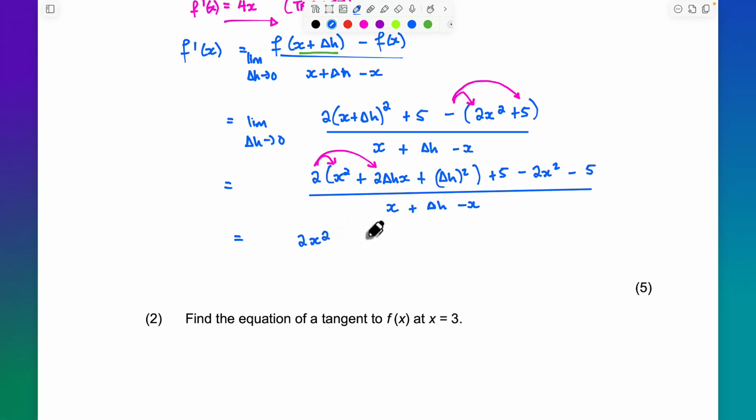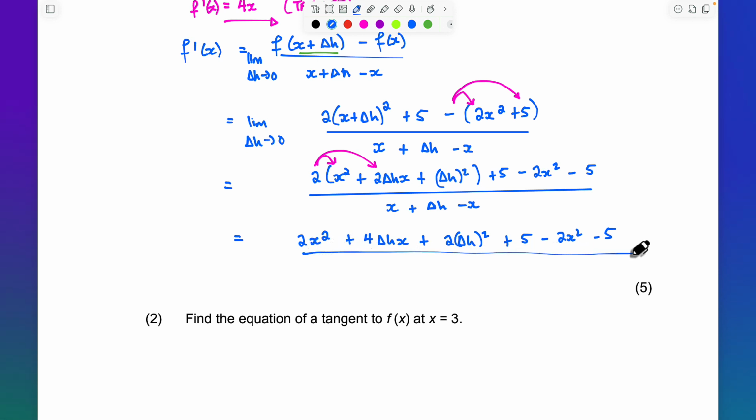2 multiplied by 2 times delta H gives you 4 delta H times x, plus 2 multiplied by delta H squared. This gives you 2 delta H squared. And we still have the plus 5. We still have the minus 2x squared. We still have the minus 5. All over x plus delta H minus x.